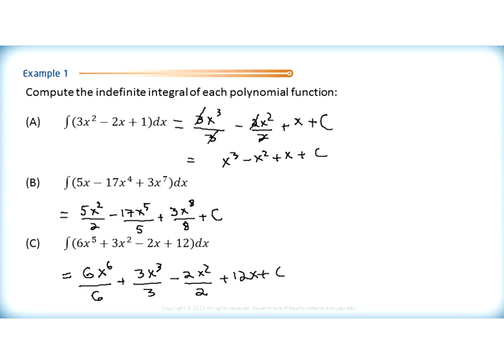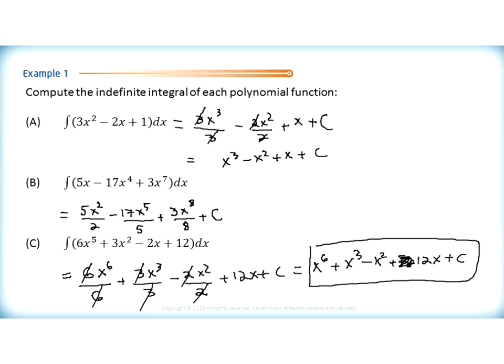And that one is going to simplify. So 6x to the power of 6 over 6, the 6's go away. Here the 3's will be gone, and 2 divided by 2 is also 1, so they can go. So we're just going to have x to the power of 6 plus x cubed minus x squared, 12x, whoops, the 12 got a little bit cagey, 12x and c. Okay, so there's our antiderivative for that one.